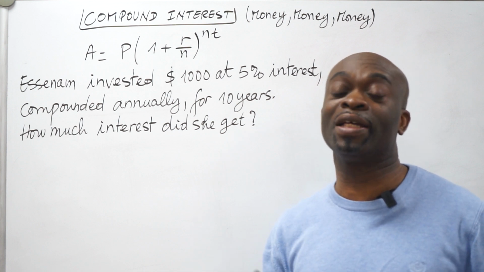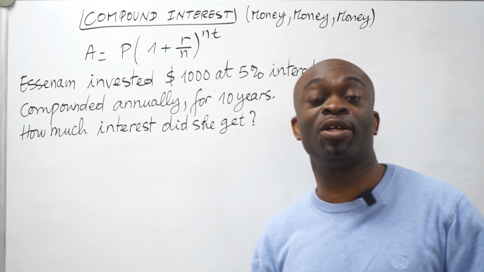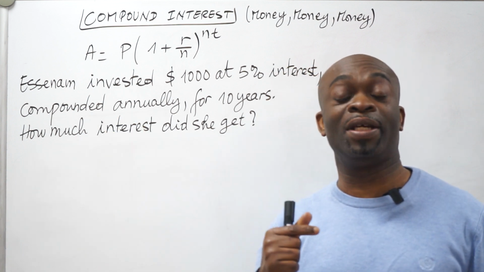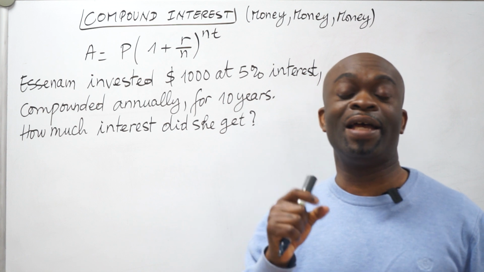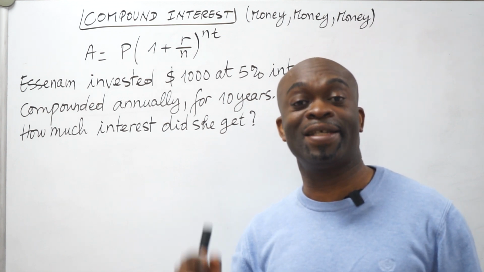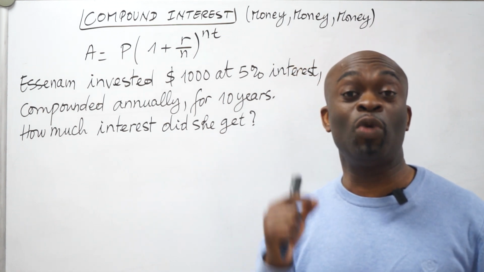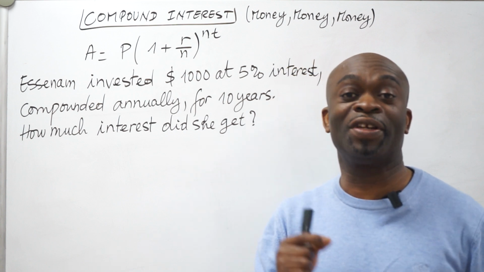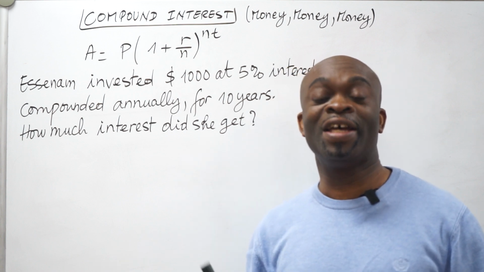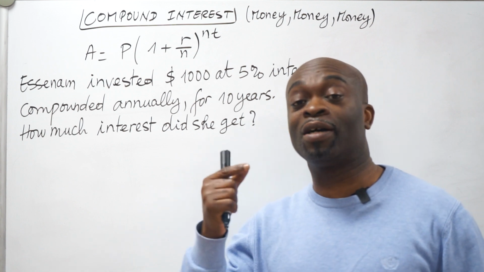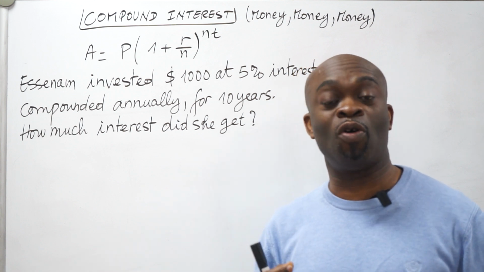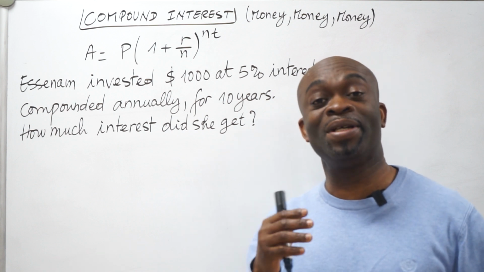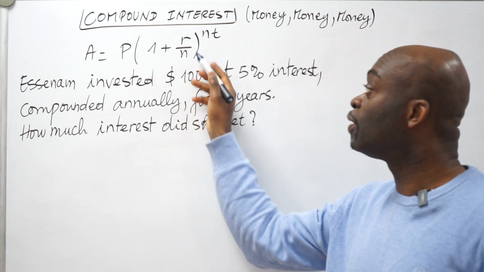So that means this happens on a compounded basis. If it's happening on a daily basis, N is equal to 360. If it's happening on a weekly basis, N is equal to 52. If it's happening on a monthly basis, N equals 12. If it's happening on a quarterly basis, N equals 4. And if it's happening on a yearly or annual basis, N is equal to 1.